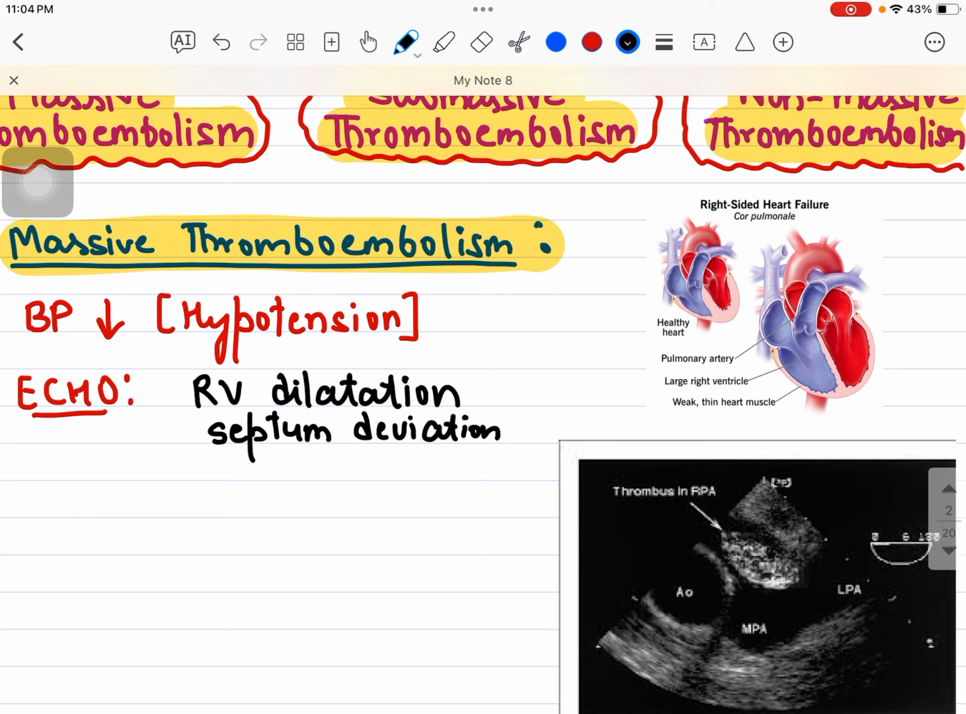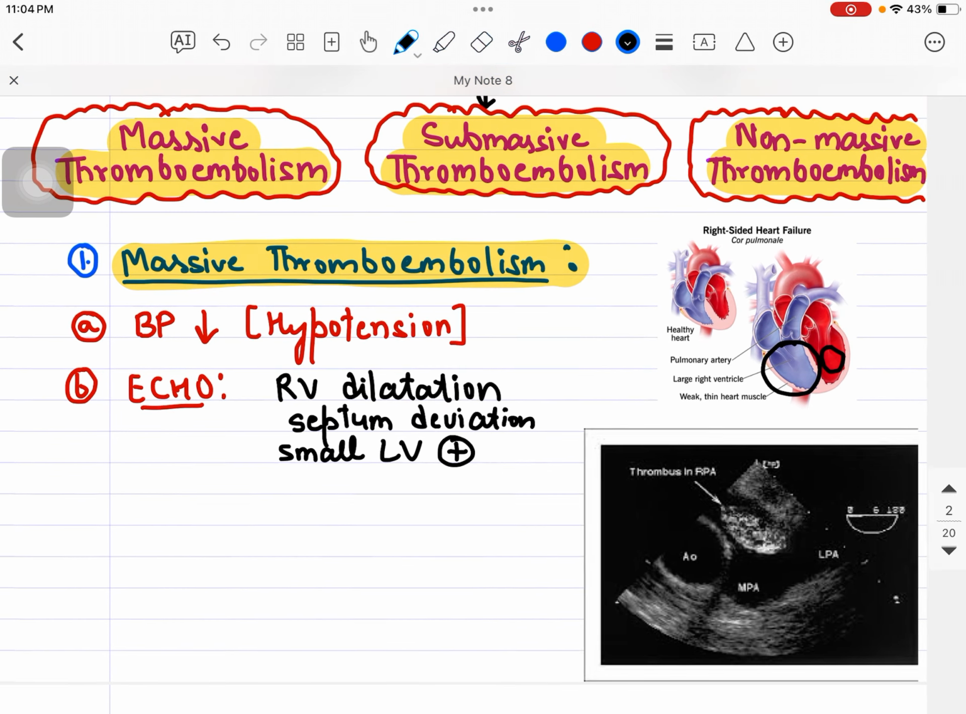And because the right ventricle is getting enlarged, the left ventricle will be small as compared to the right ventricle. So a small LV may be present over there. These are the basic echo findings in echocardiography.